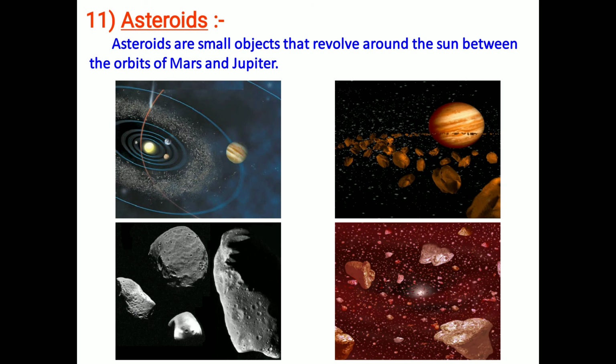Next is the asteroids. Asteroids are a large number of small celestial objects that revolve around the sun between the orbits of Mars and Jupiter. They revolve around the sun in their orbit. Asteroids together form a belt that is called the asteroid belt.